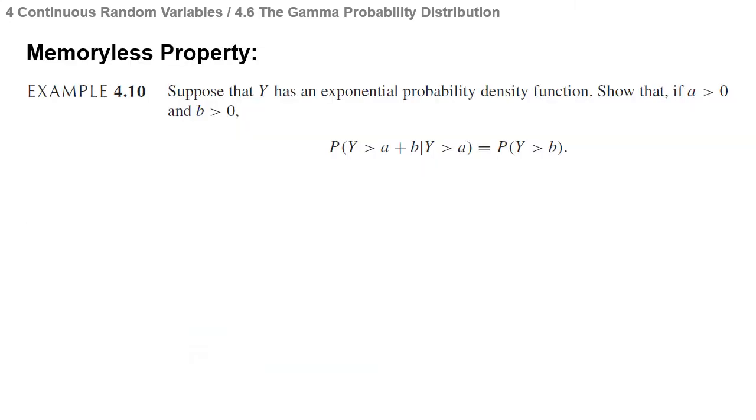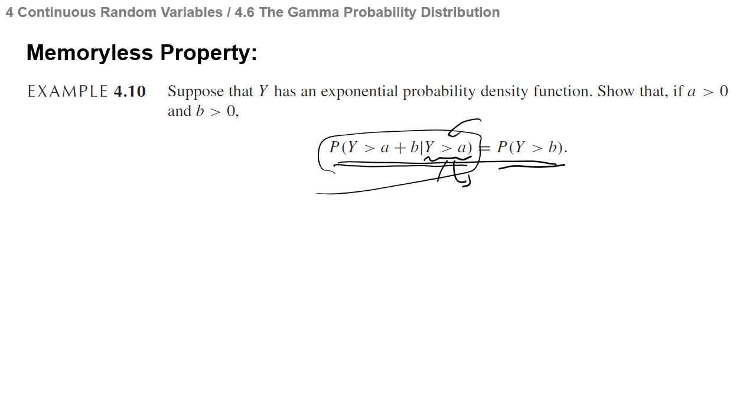The next example, 4.10, is actually about the memoryless property. This equation is called the memoryless property, in that the random variable y being greater than a can be thought of as memory. However, this memory is not necessary for calculating this probability. The probability of y greater than a plus b, given y is greater than a, can be simplified as the probability of y greater than b.